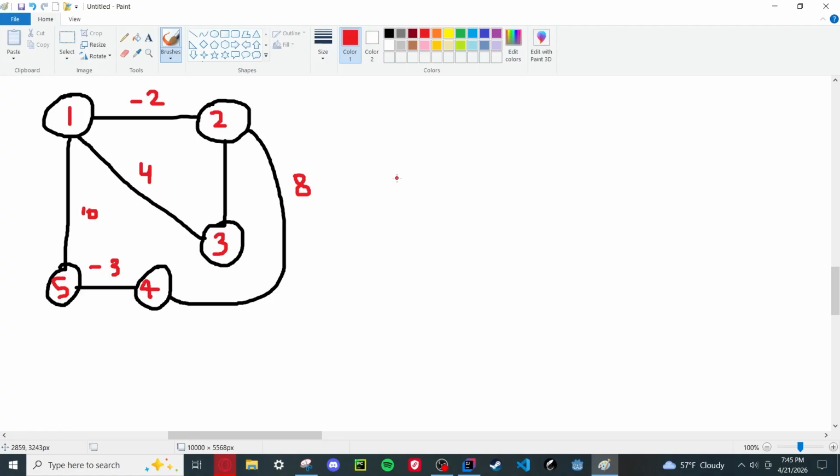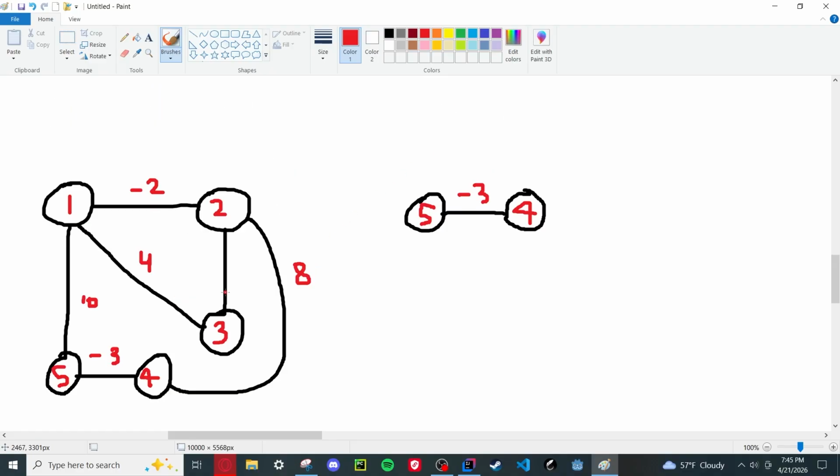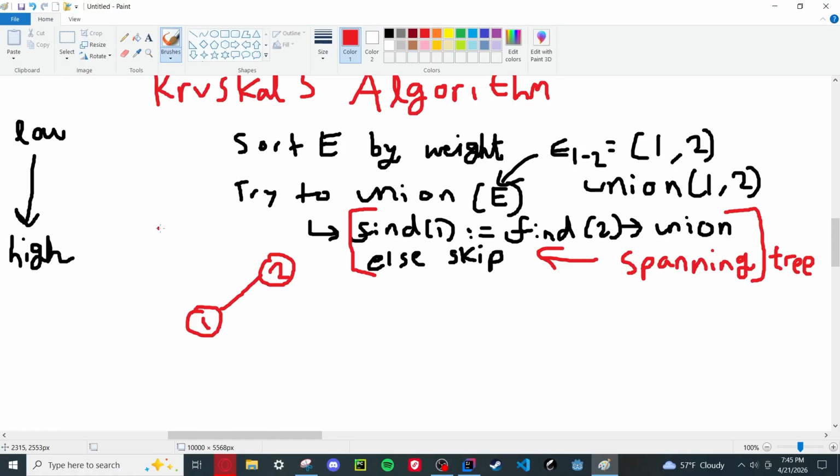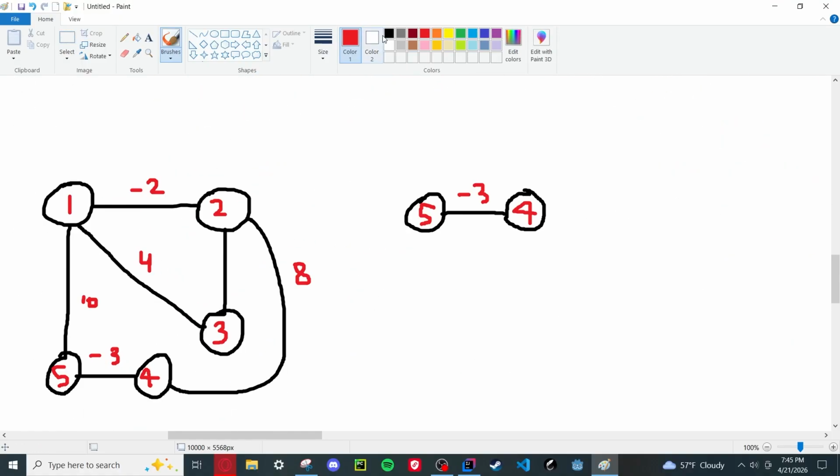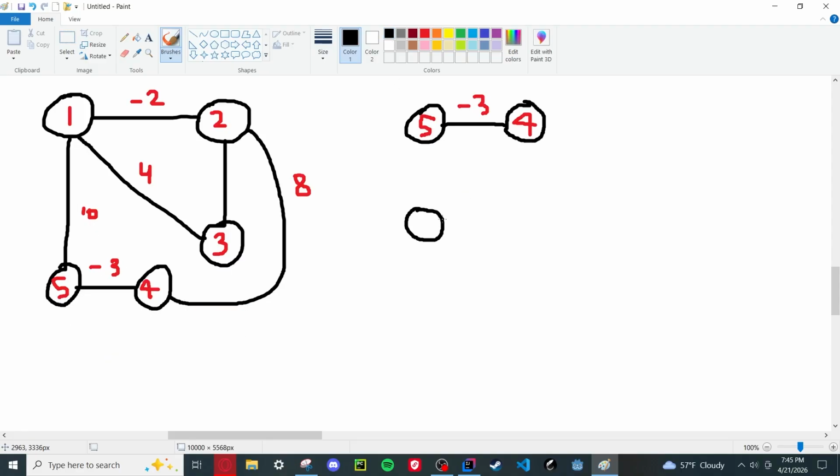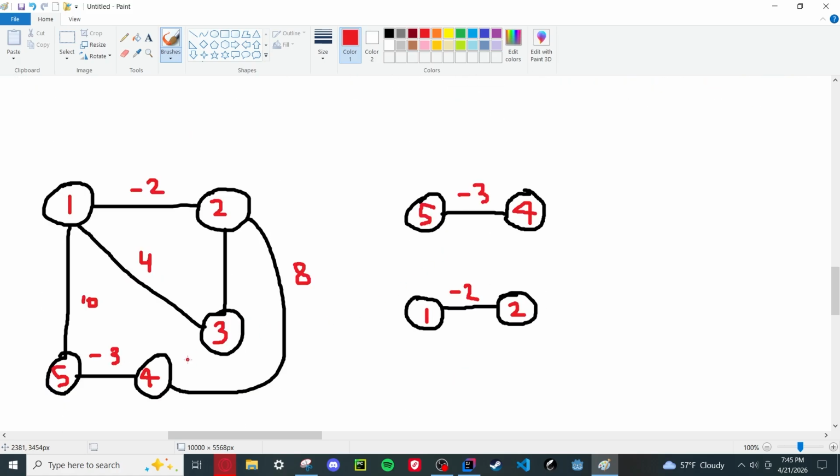What is the smallest weight here? 5 to 4. So I'll simply draw that out. This will be 5. This will be 4. So a weight of -3. Now, what is the next lowest weight? We're sorting by weights, remember? The next lowest weight is 1, 2. Let me draw out 1. Connect that to 2. 1, 2, -2. Okay, and see how we're doing union.